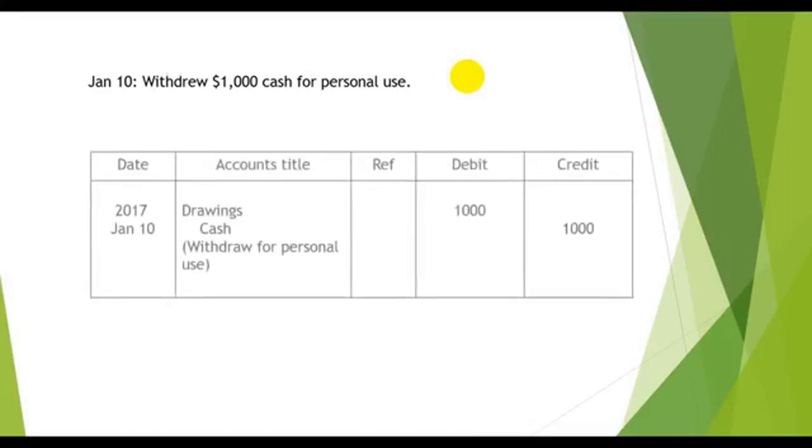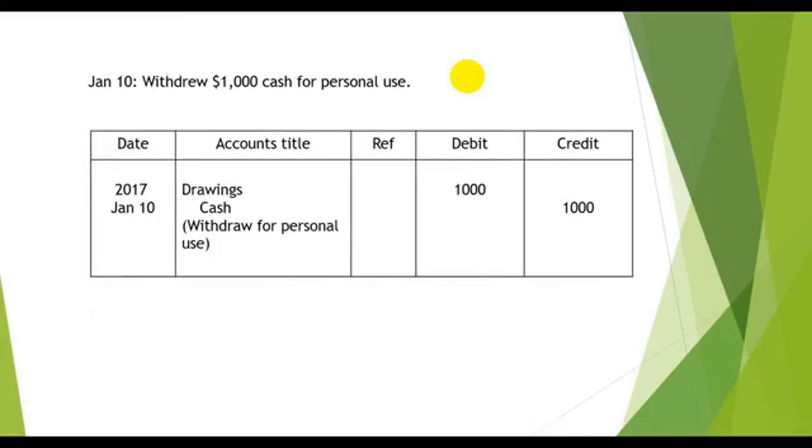Now come to the next transaction. Here we see withdraw 1,000 cash for personal use, and here we see the solution. The solution is drawings 1,000 on the debit side, and cash 1,000 on the credit side. Why? Because the company owner withdraws cash for his personal purpose. So drawings is debit, because cash decreases and cash is credit.